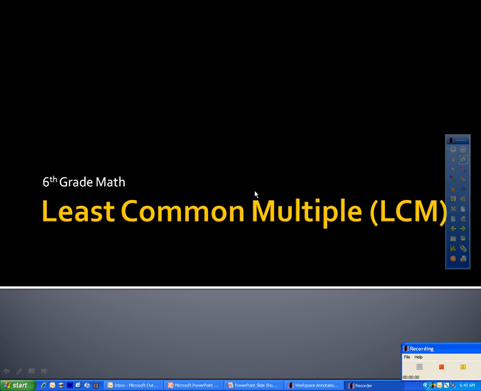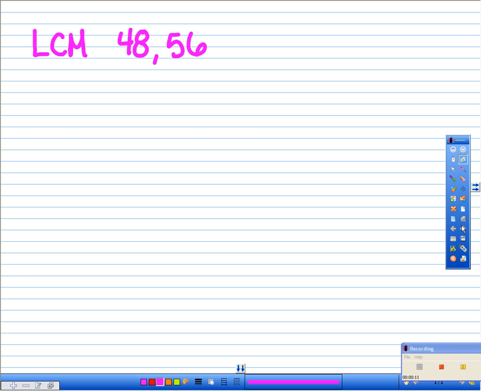We're going to start today by talking about least common multiple. There's a couple ways to find least common multiple, but the way we're going to find it is using prime factorization. You could list out all the multiples, but sometimes we get numbers bigger that make it more difficult. So what we're going to do is take 48 and 56.